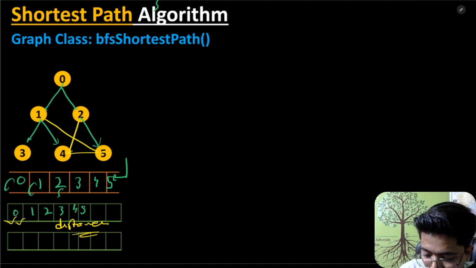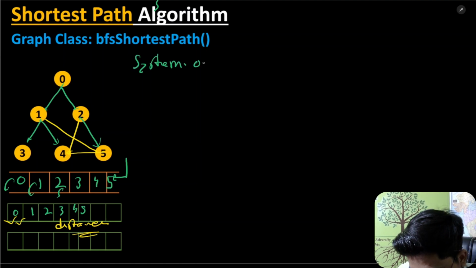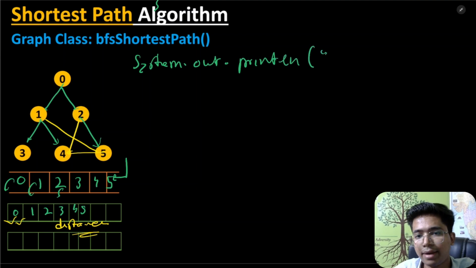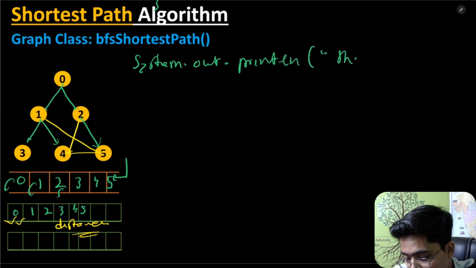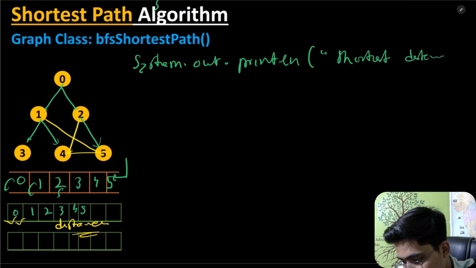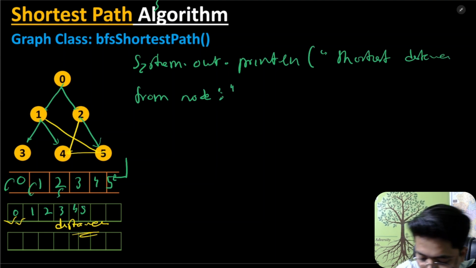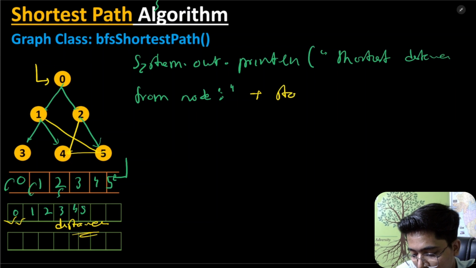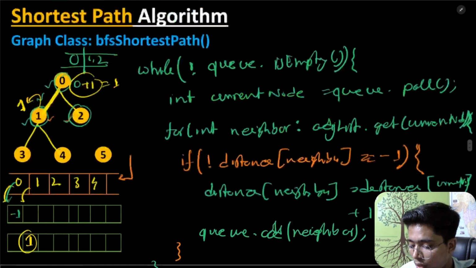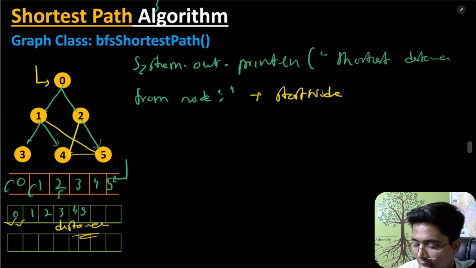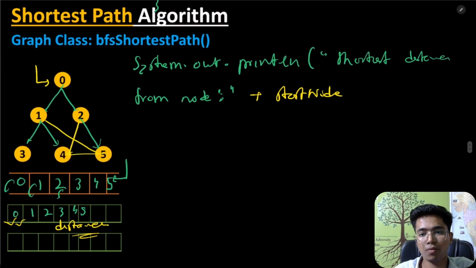So like this, system.out.println, and now we'll be writing "shortest distance from node". We calculate the shortest distance with respect to a start node. Let's say this is the start node, so plus start. This was the start node, this one. It will calculate the entire distance with respect to that one, the shortest distance from that node.